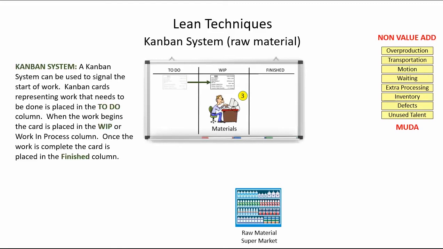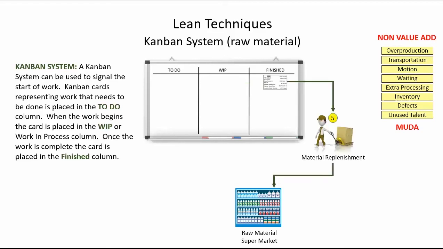Now, as mentioned before, a buyer will then order raw materials that are provided by external customers. For raw materials produced internally, this is where internal production work begins. Once the material is produced and available for use, the card is placed in the finished column. This in turn signals the materials resource, again often called a water spider, to move the raw material to its designated area in the supermarket. This completes the raw material Kanban replenishment cycle.